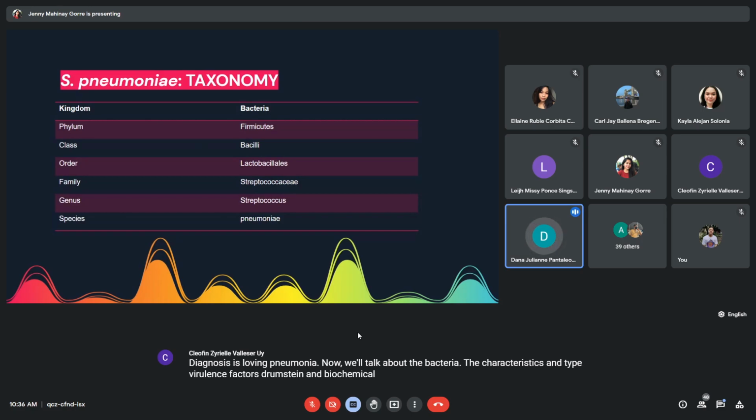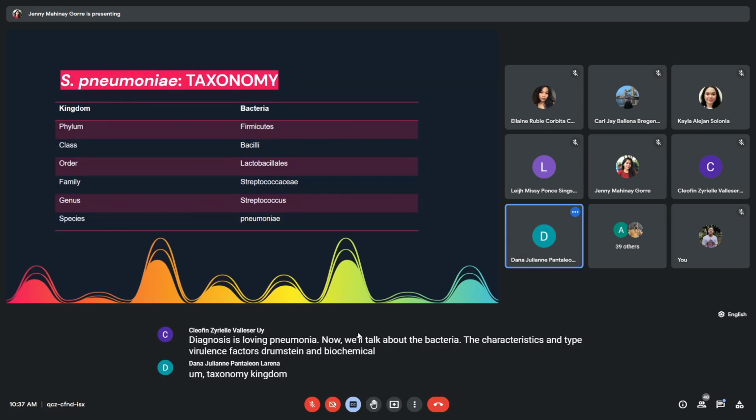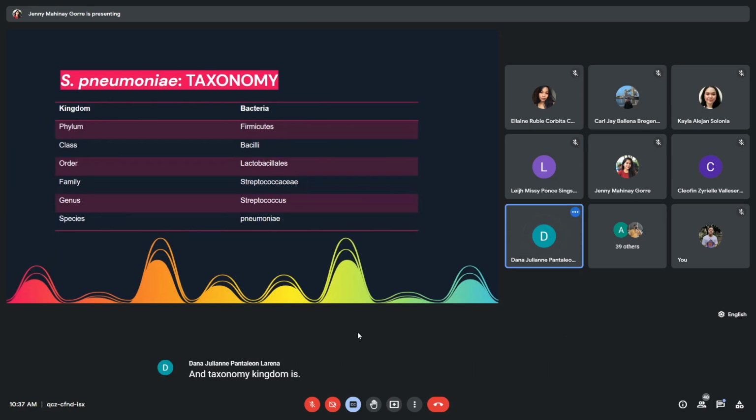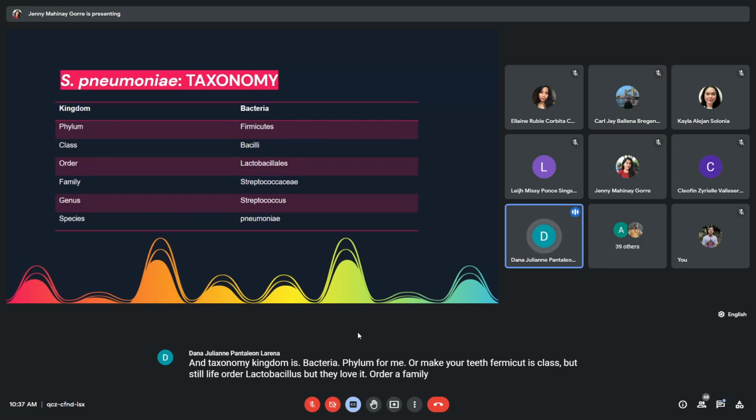Taxonomy: kingdom Bacteria, phylum Firmicutes, class Bacilli, order Lactobacillales, family Streptococcaceae, genus Streptococcus, and species pneumoniae.